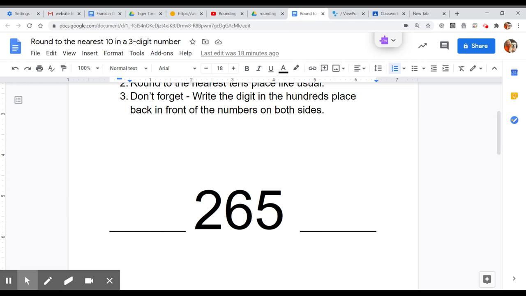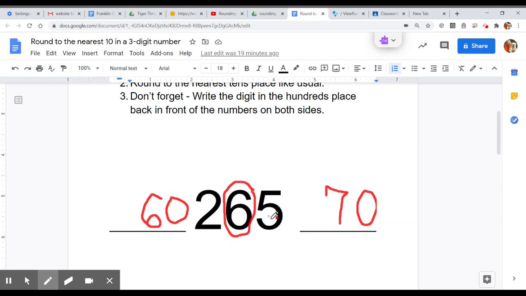265. Now, number one at the top said to ignore the digit in the hundreds place. So I'm going to ignore that too. I'm going to look at 65. Remember, I'm ignoring the 200. So I'm looking at 65. As we've done in the past, when rounding to the nearest tens place, I'm going to circle the digit in the tens place, and it's 6. So when I say 65, what do I hear first? I hear 60. So I'm going to write 60 on the first line because 65 is between 60 and, over here, 70.